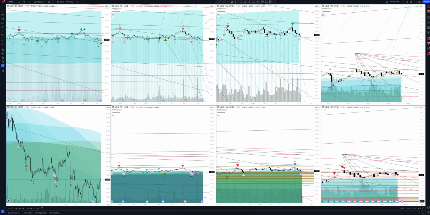Today we will take a look at MDU Resources Group, Inc. stock. Let's analyze the market situation and find out how you can make money on it. Let's start.